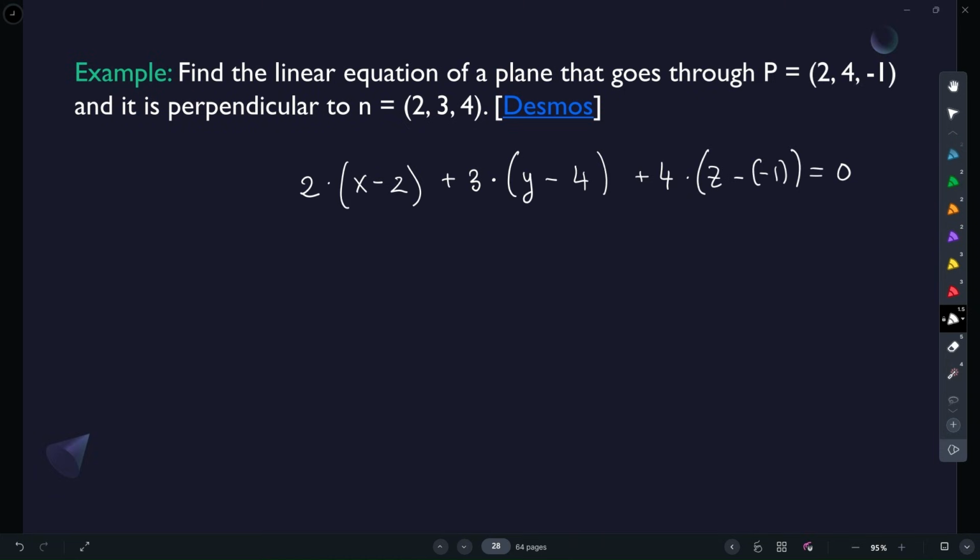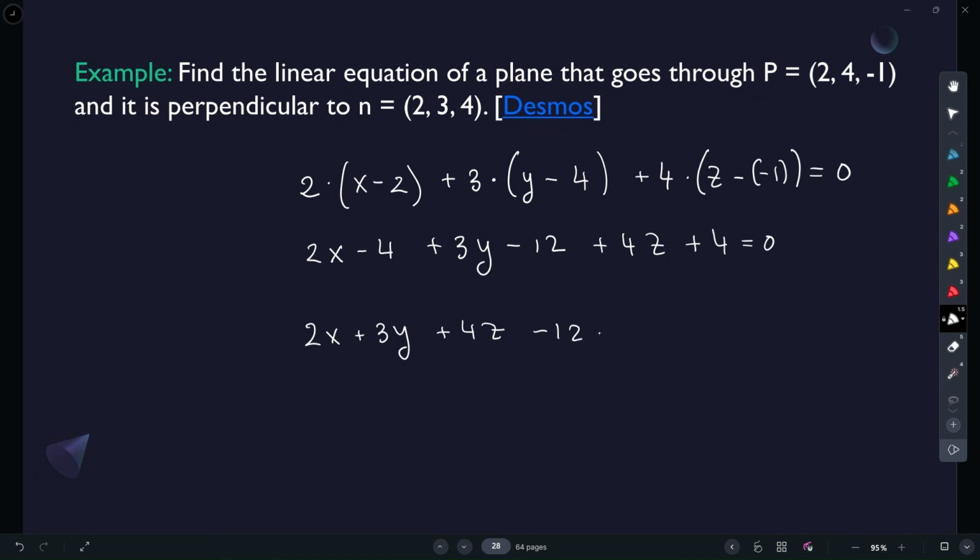If I multiply through, I'm going to get 2x minus 4 plus 3y minus 12 plus 4z minus 1 is plus 1, so I get plus 4 equals 0. And now if I simplify these further, I'm going to get 2x plus 3y plus 4z, and then minus 4 and minus 4 and plus 4 cancel out, so I get just a minus 12. So this equation is the linear equation of this plane.